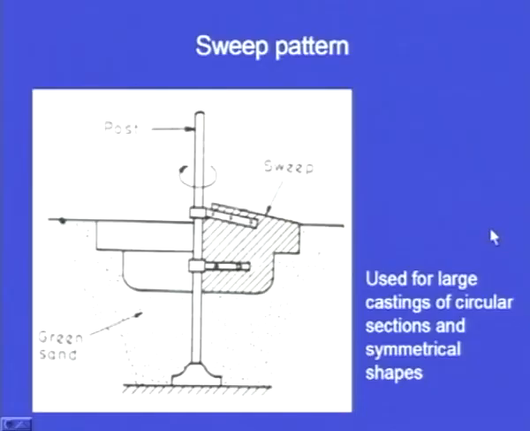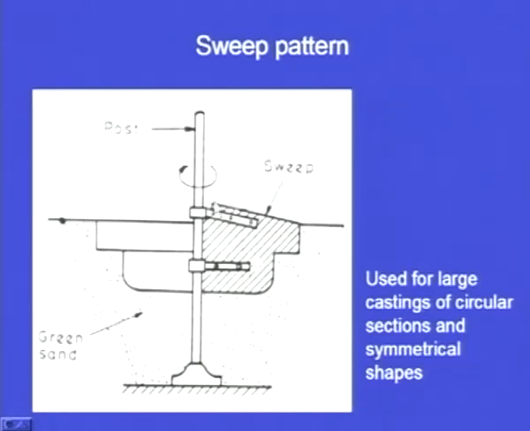Next one, the sweep pattern. This is a very important and very interesting pattern too. What is the principle behind this sweep pattern? This is a 2-dimensional pattern. All the patterns are 3-dimensional, but this is a 2-dimensional pattern. Here we can see the shape of the casting, a 3-dimensional shape which is symmetrical. Instead of using a solid pattern, we can use a plate. The hatched one is the plate, just a 2-dimensional plate like this.